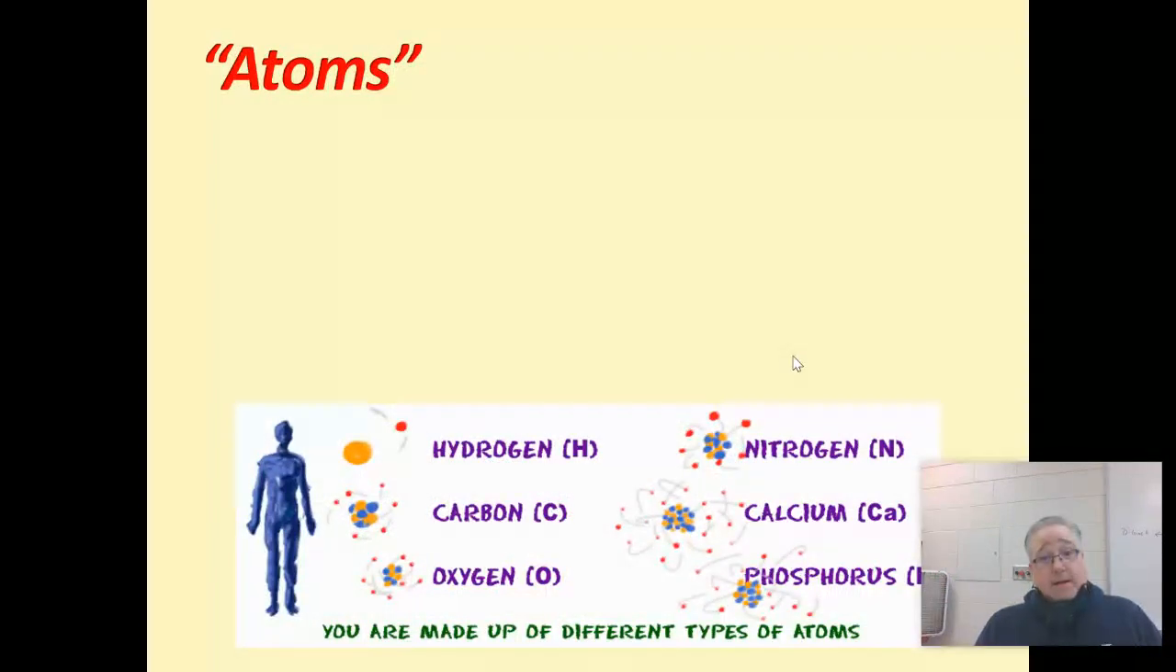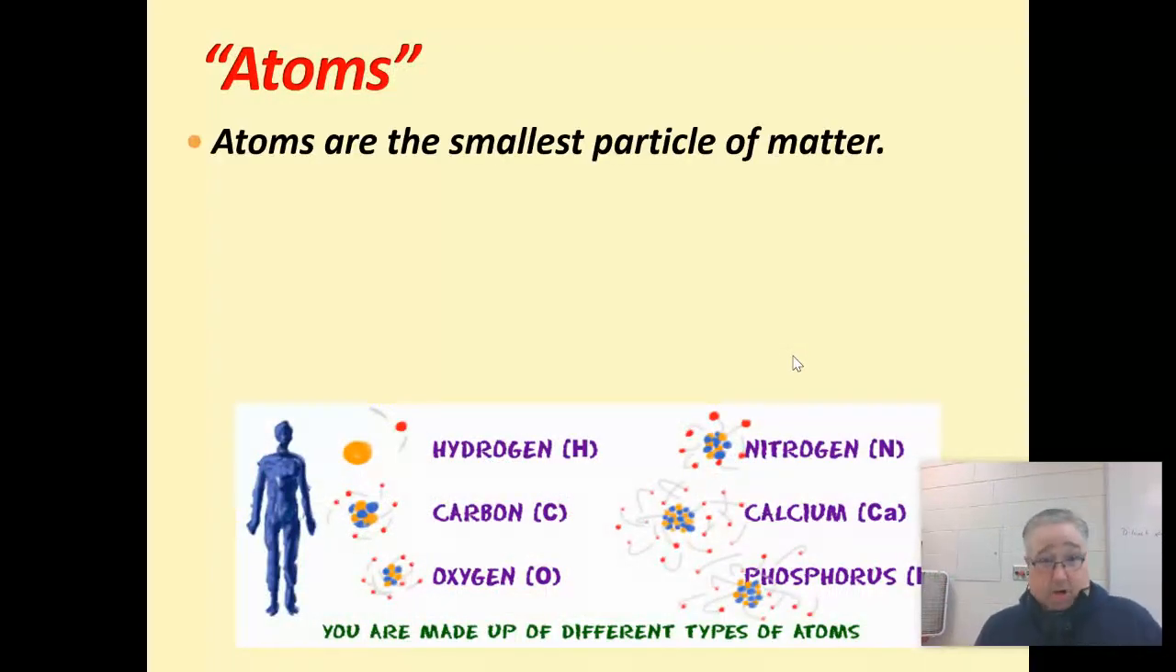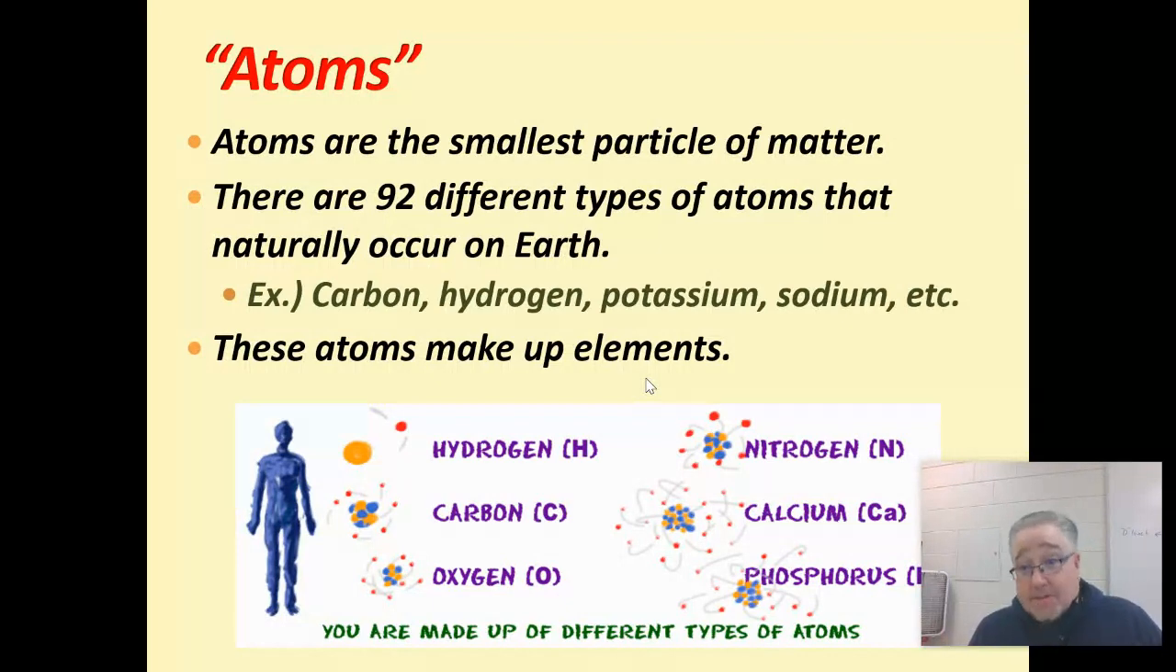It takes up space. Now, whenever we think of the term matter, I want the term atom to come to mind, because matter is made up of atoms. It's the smallest particle of matter. There are 92 different types of atoms that occur naturally on Earth. The periodic table, which you'll get a copy of or a link to, actually has more than 92 elements, but some of those elements are synthetic. They're made in a lab, but there are 92 naturally occurring ones, things like carbon and hydrogen. Those are all naturally occurring elements.